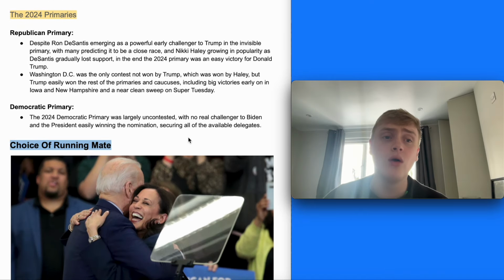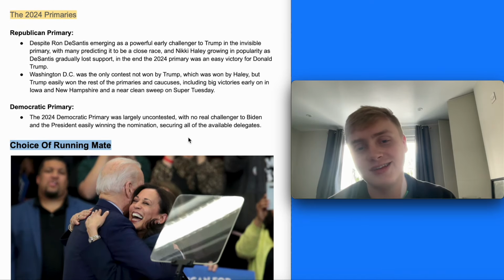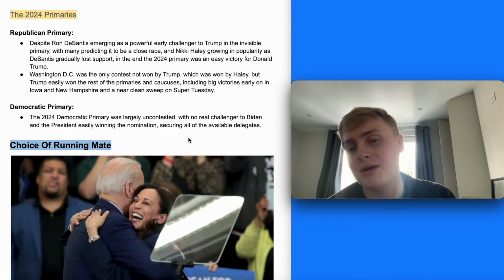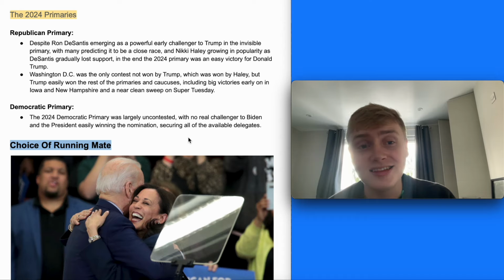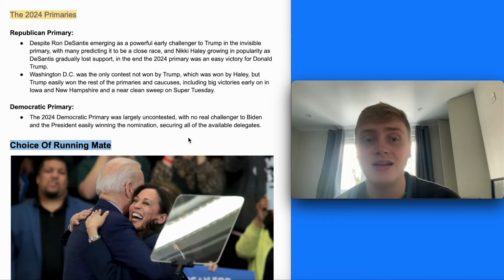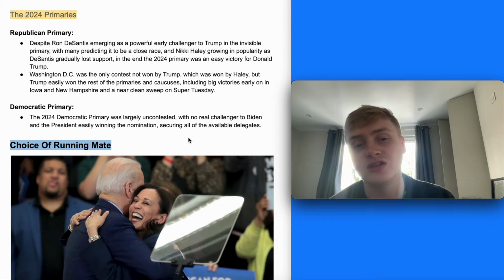In 2024, the Democratic primary was largely uncontested, with no challenger to Biden, and the president easily winning the nomination. In the Republican primary, DeSantis emerged as a powerful early challenger, but Nikki Haley grew in popularity as DeSantis gradually lost support. In the end, the 2024 primary was between Haley and Trump, but Trump easily won, with Haley only winning one of the primaries and Trump winning all of the easy early ones, and I think all but one on Super Tuesday.